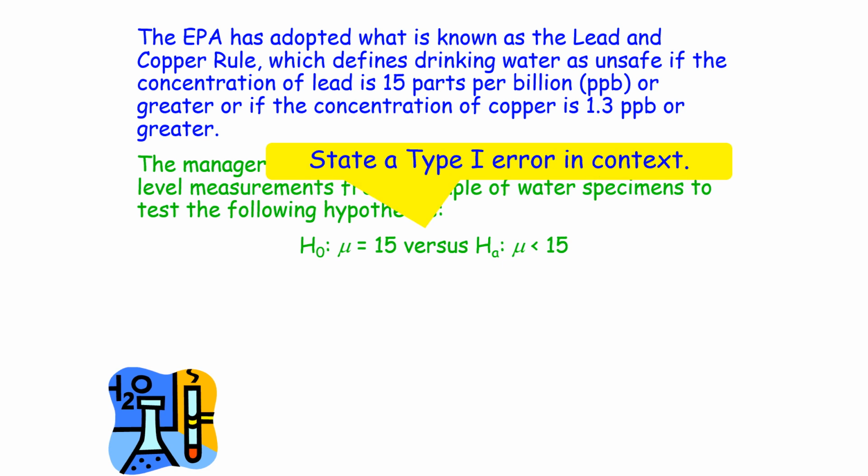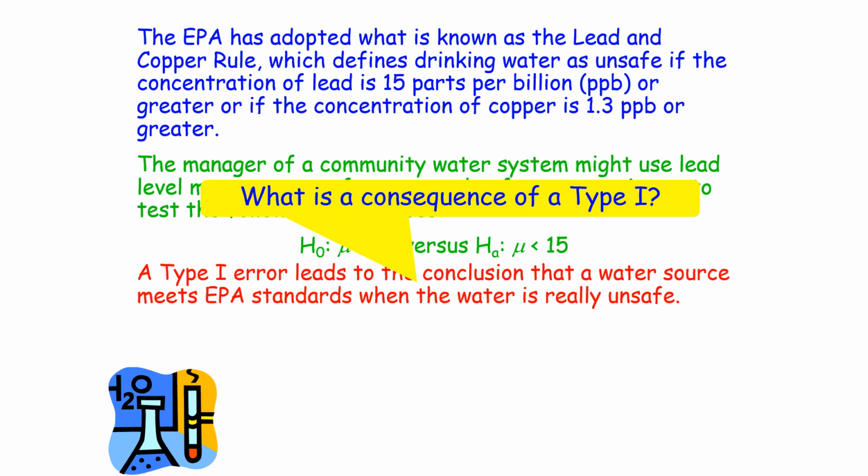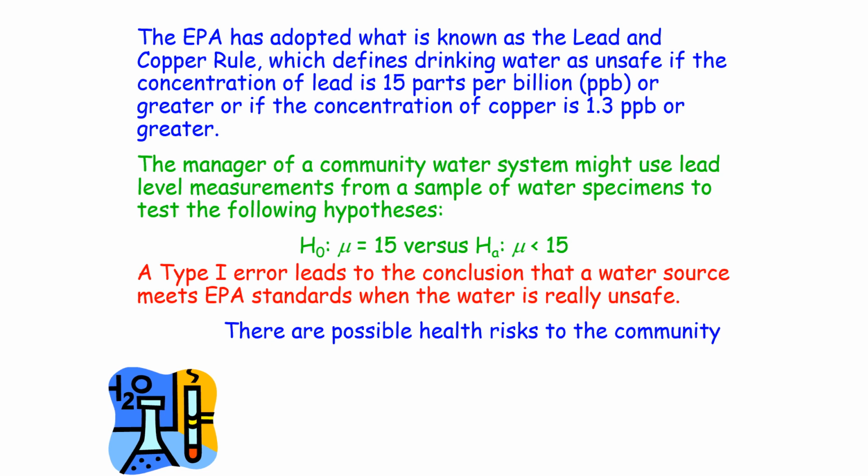So let's state a type 1 error in the context of this problem. Well, a type 1 error is going to lead to the conclusion that a water source meets the EPA standards when the water is actually unsafe to drink. So what is the consequence of this type 1 error? Well, there are possible health risks to the community.